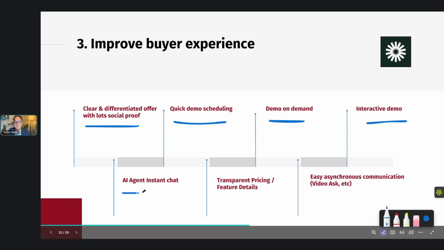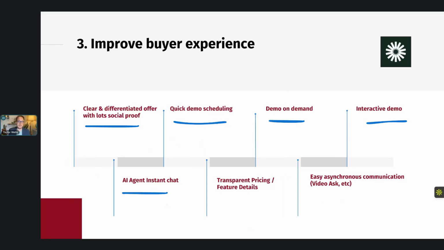Other things to consider would be AI agent instant chat. So the instant chats, a couple years ago, they sucked, right? Like a live person was way better than instant chat. The AI chatbots are getting so good that you can actually answer a ton of questions on demand for folks.